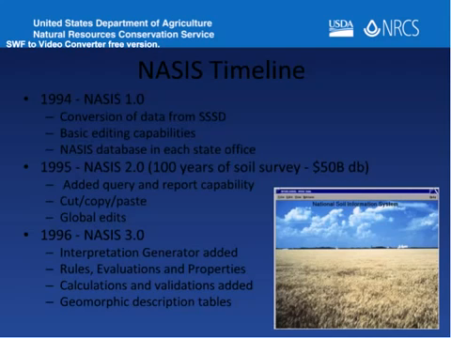In 1996, NASIS 3.0 came out. That's when we added the interpretation generator. We created the rules and valuations and properties. We developed the calculations and the validations, and along with that we provided the geomorphic description tables so we could have a consistent geomorphology system across the U.S.